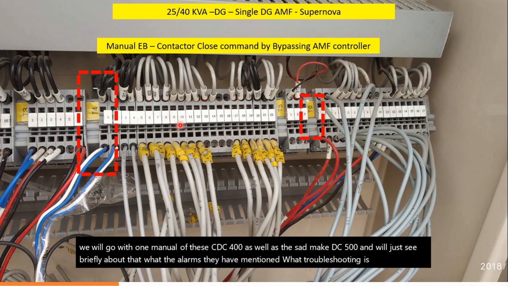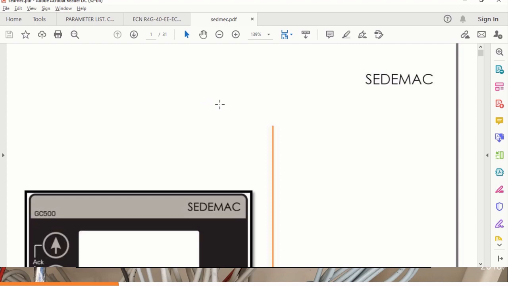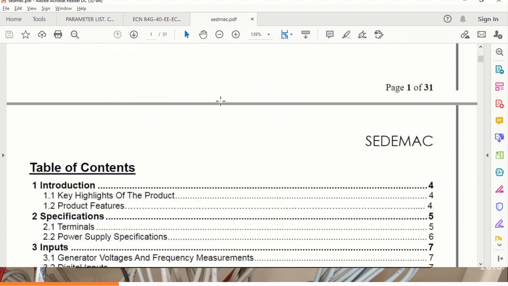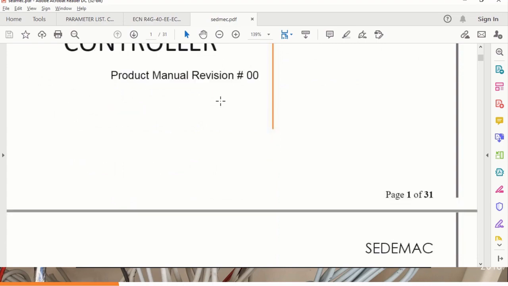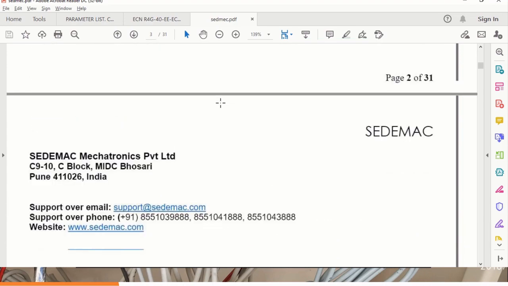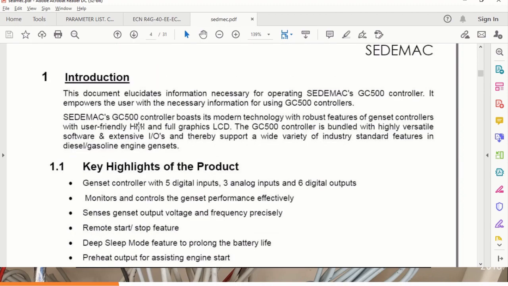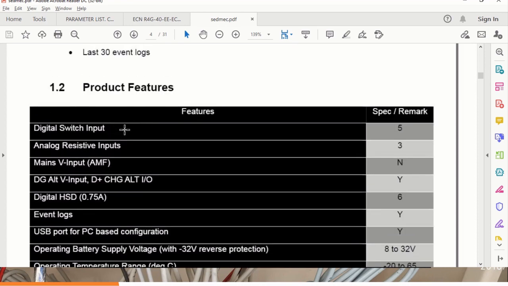So let us now see one module, which is this Semac module, if we can see here. This module is available on the internet free of cost, so you can download it. There are many other versions available, but this is easily available, so I downloaded this one only. I will just show you the features of the product.